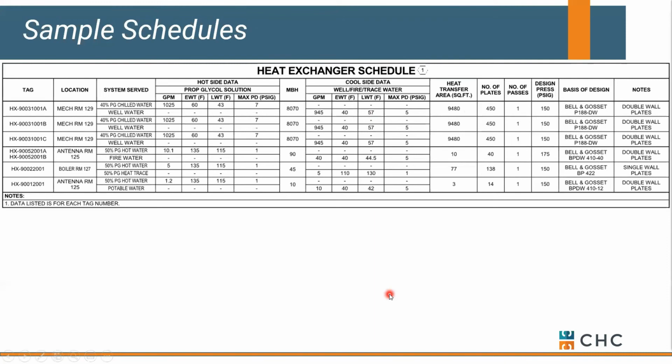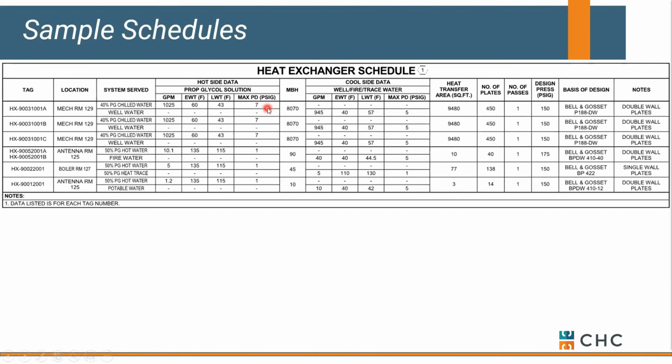Here's a good example of what can happen if you are making selections online without maybe talking to a rep or getting some price feedback. This one seems pretty simple. 1,000 gallons a minute, coming in at 60 degrees on the hot side, leaving at 57 on the cold side, so it's a 3-degree approach.